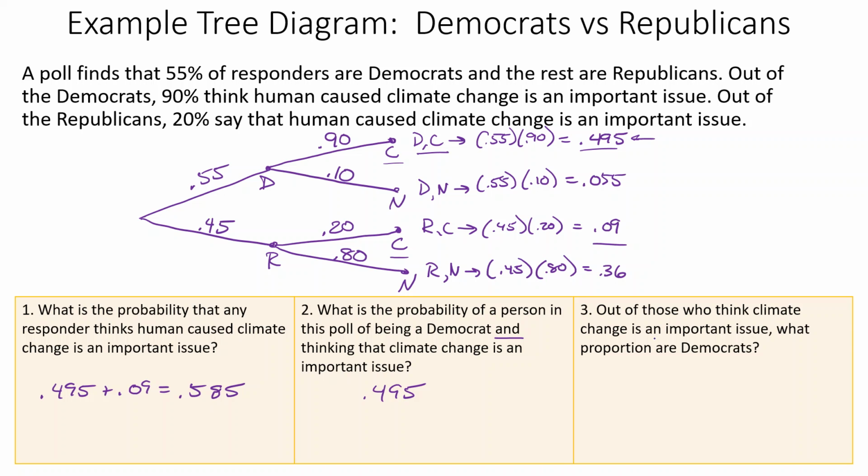And finally, out of those who think climate change is an important issue, so climate change is an important issue was this one and that one, which was the first answer here, the 0.585. Out of them, what proportion are Democrats? So out of these two numbers, these top ones are also Democrats. So that's the 0.495. And there's our answer. All right, so that's how the conditionals work. We look at the total and then we put the out of on top.